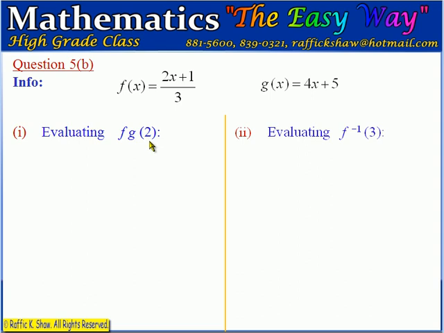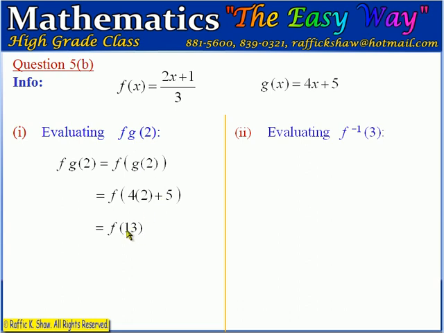Now f of g of 2 is the same as f of g of 2. So what we can do is calculate the value for g of 2 inside the bracket here first. Now g of 2 is obtained by substituting 2 here in the function g. And so g of 2 is 4 times 2 plus 5. And 4 times 2 plus 5 works out to 13, because 4 times 2 is 8, and 8 and 5 is 13.